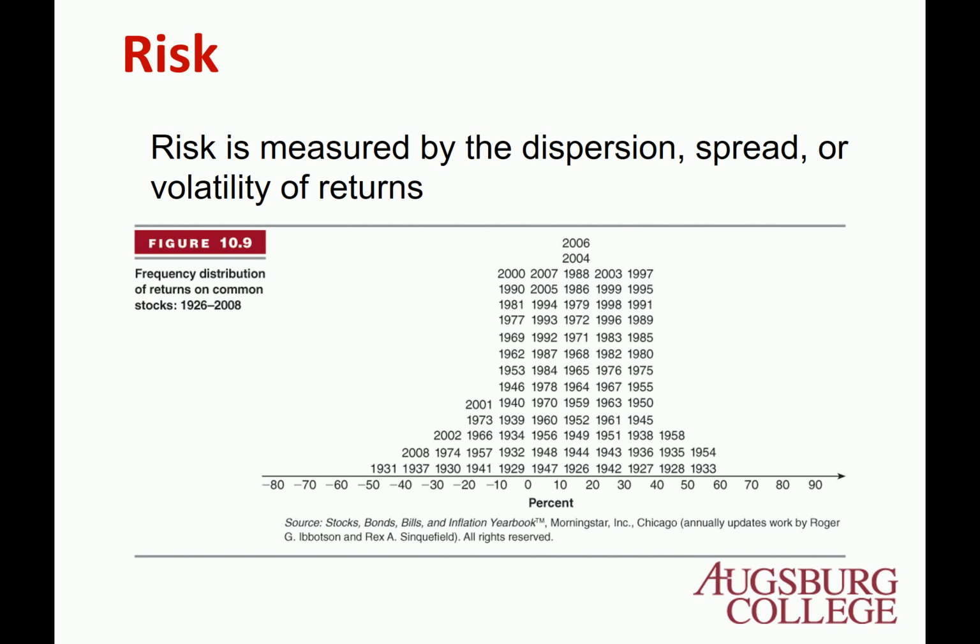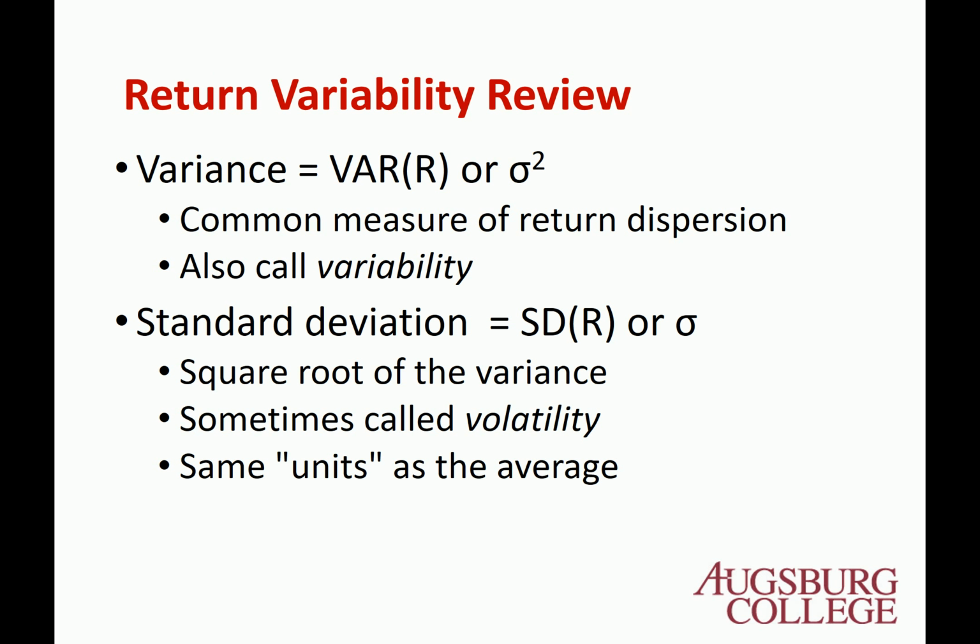So this is the dispersion, spread, volatility of the returns. This is in percentage, and you basically just draw the bar graph, and the shape of the return volatility is like this, right? So how to measure it? We use the variance and standard deviation to measure the risk.